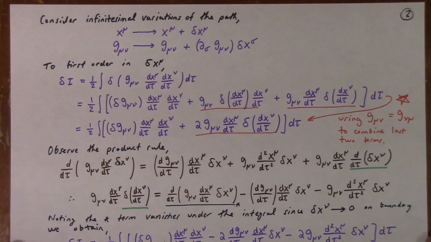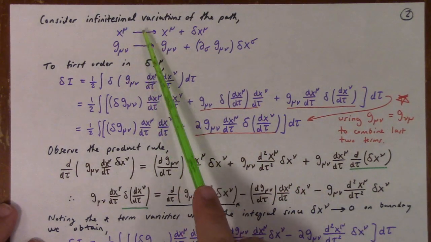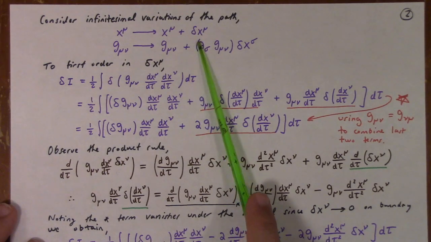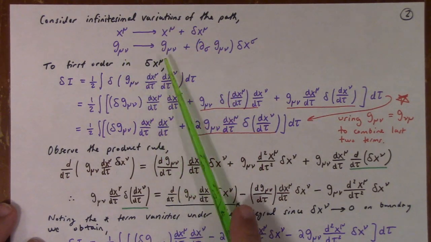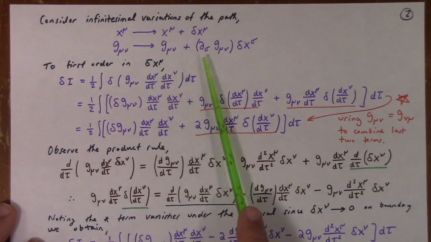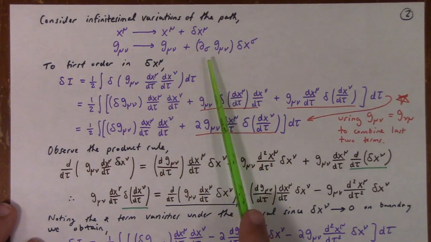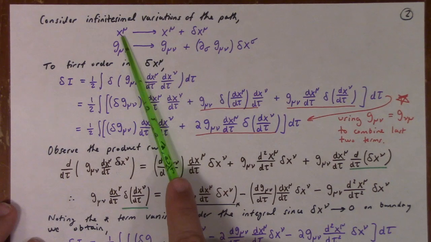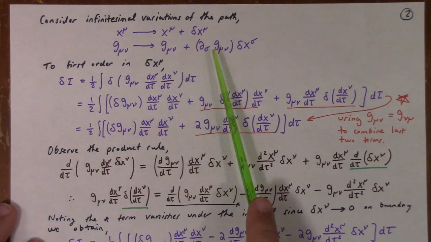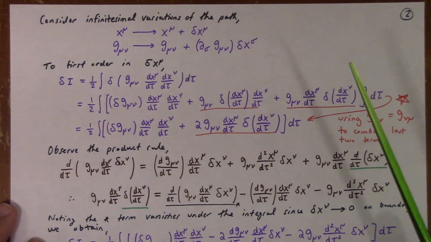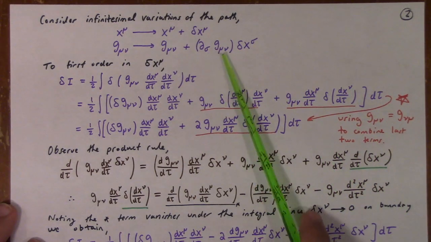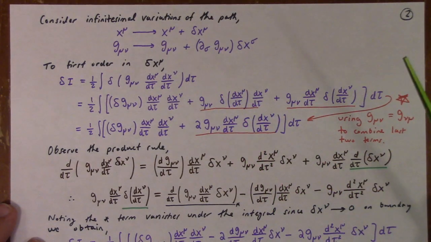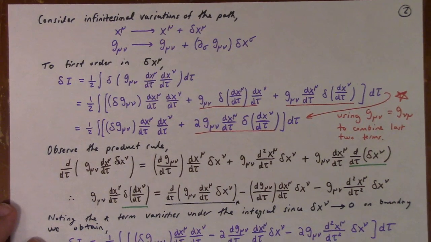We're going to consider infinitesimal variations of the path. So x^mu maps to x^mu plus some variation delta x^mu, and the metric transforms to the metric plus this little piece. The metric generally depends on position in a curved manifold, so we have to include this term. Carroll says something like, there's no covariant derivative here because we're fixing coordinates and doing this calculation in a given coordinate system. If that makes you feel better about it, then great.